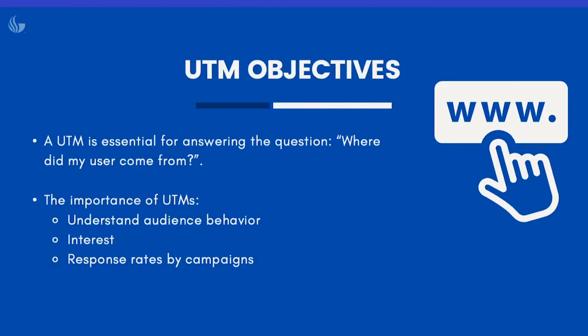The importance of the UTMs is to understand your audience better, their interests, and to see how well your campaigns are doing, whether they're doing well or poorly, and where you can improve. Say, for example, you're doing a campaign using email and also socials. You can then go within Google Analytics to see how well those campaigns are doing, to see whether you should be using emails or more socials, just to get a better understanding of where your audiences are coming from and what they like to use.